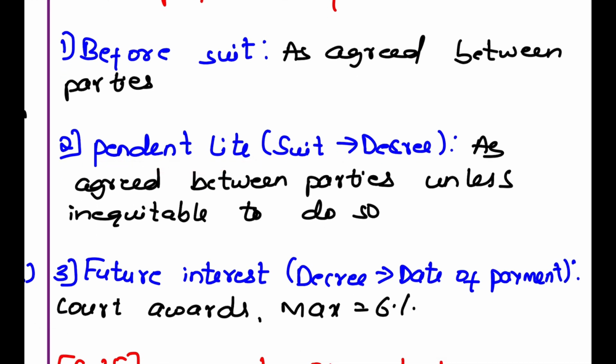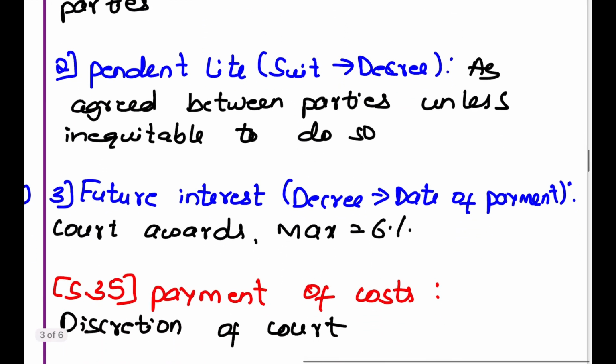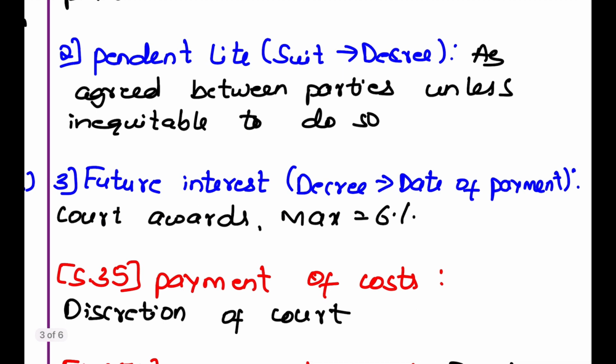Pendente lite: from suit to decree, as agreed between the parties, and if it is not inequitable to do so. And for future interest, from the date of decree to the date of payment, the person will be charged a 6% interest or less.